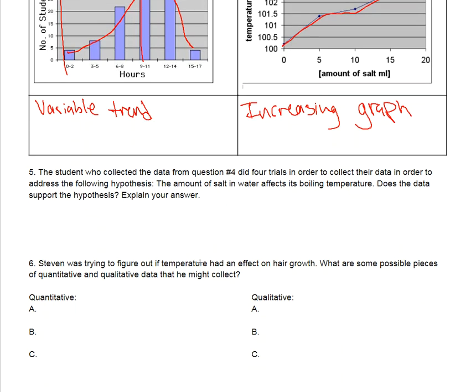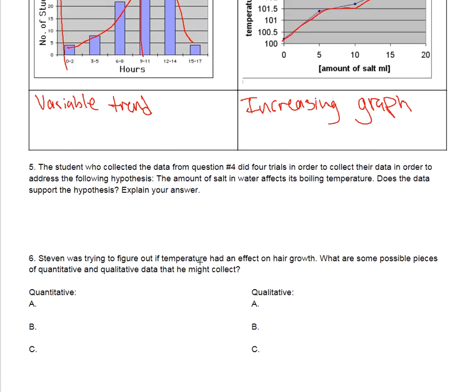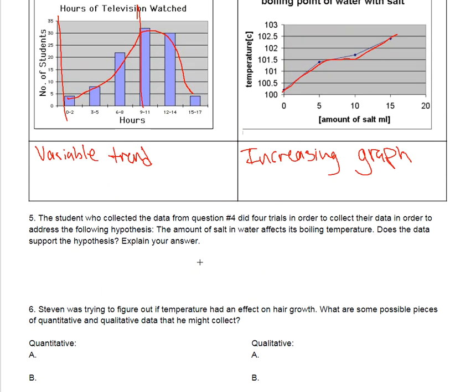For number 5, the student who collects the data from question 4 did just 4 trials in order to collect their data in order to address the following hypothesis. The amount of salt affects temperature. Does this data support the hypothesis?